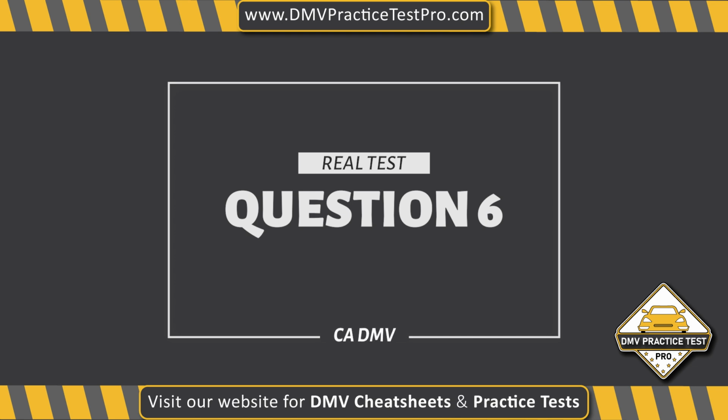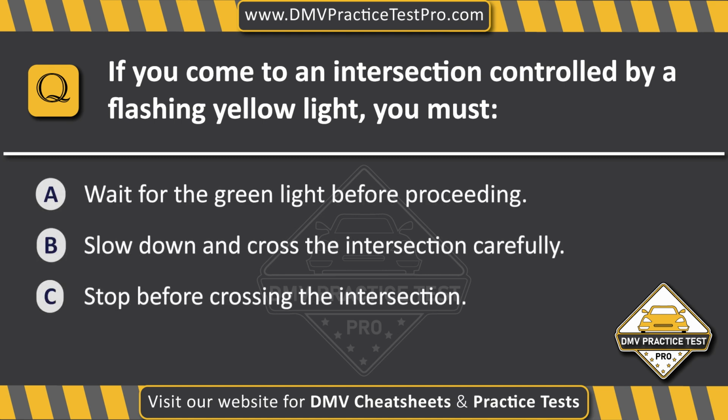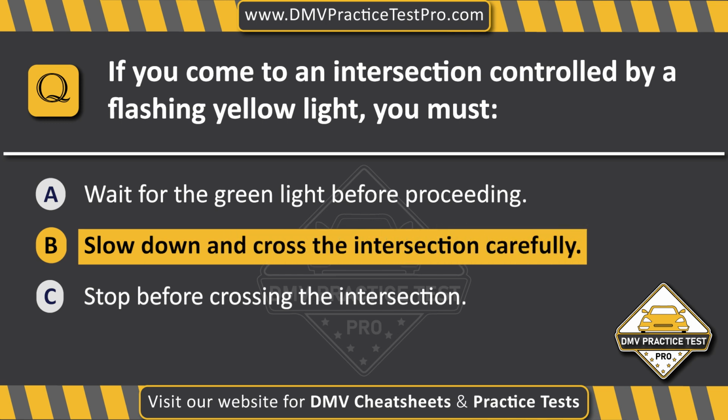Question 6. If you come to an intersection controlled by a flashing yellow light, you must Option A, wait for the green light before proceeding. Option B, slow down and cross the intersection carefully. Option C, stop before crossing the intersection. The correct answer is Option B, slow down and cross the intersection carefully.